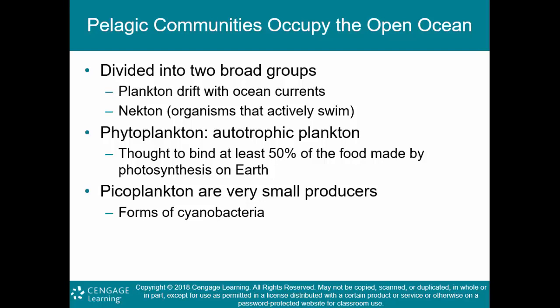And phytoplankton, kind of an astounding number, phytoplankton swimming in the ocean or drifting in the ocean are thought to be responsible for at least half of the food made by photosynthesis on Earth. So that's how important the ocean is. When we start talking about the problems with the ocean, that's how important it is. Half of the food made by photosynthesis occurs with the phytoplankton.